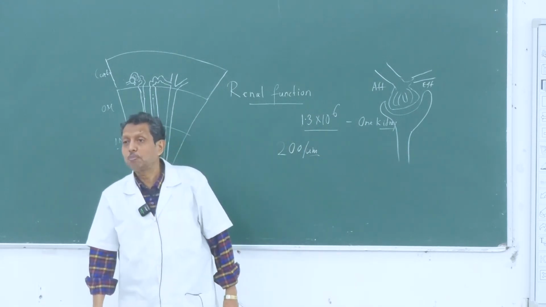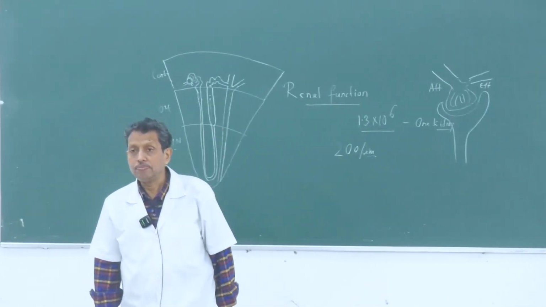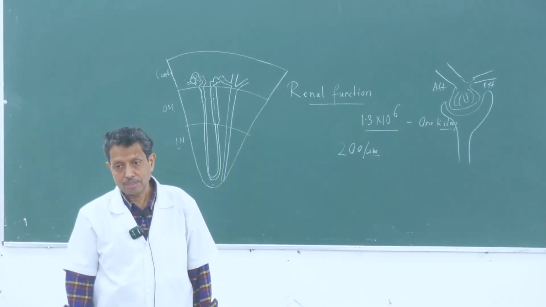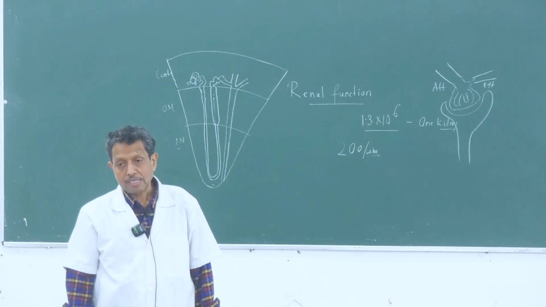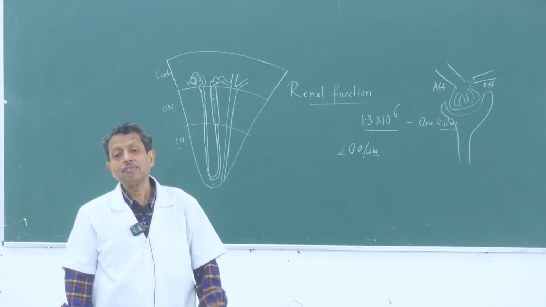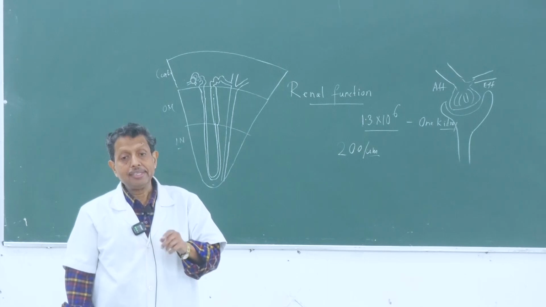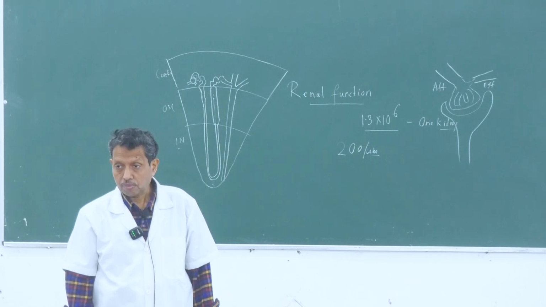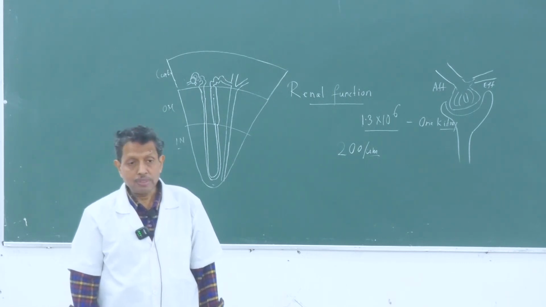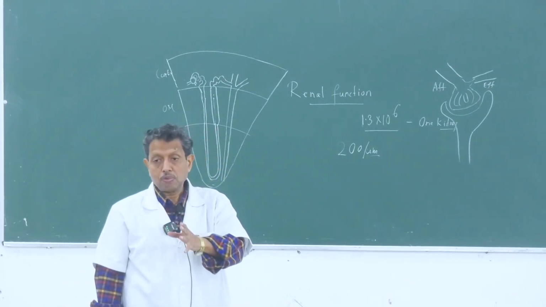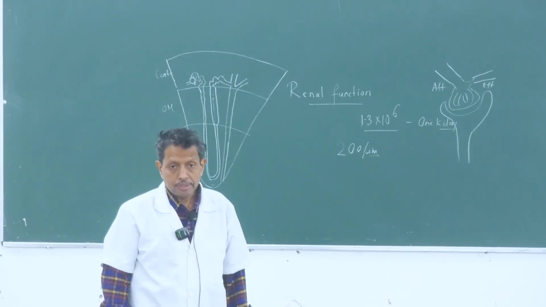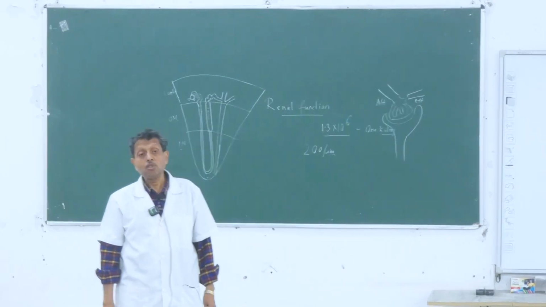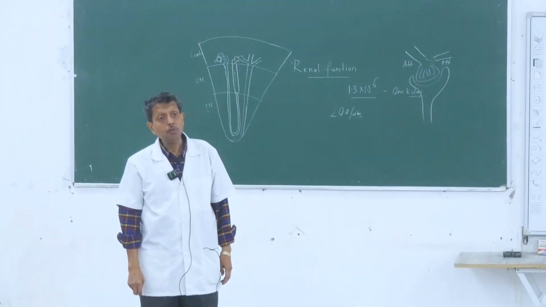A huge amount of filtrate is produced per day. Suppose in a young adult man, 180 liters per day of filtrate is produced. The filtrate comes from the plasma, so it requires a huge amount of blood flow.